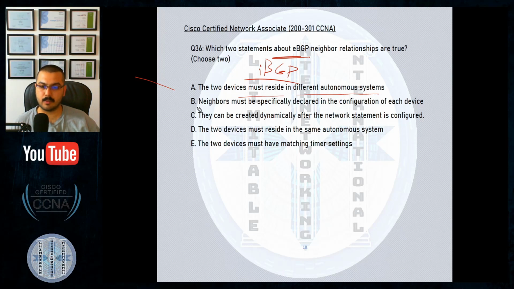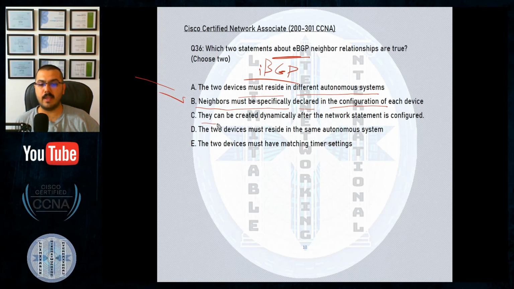ASs, different networks. Neighbors must be specifically declared in the config, definitely correct, because in BGP you should specify your neighbor manually, statically by yourself. You will not leave BGP to advertise and wait for a hello or an LSA from another guy saying, hey, I'm also using BGP. There is no such thing. You will assign your neighbor manually or statically.